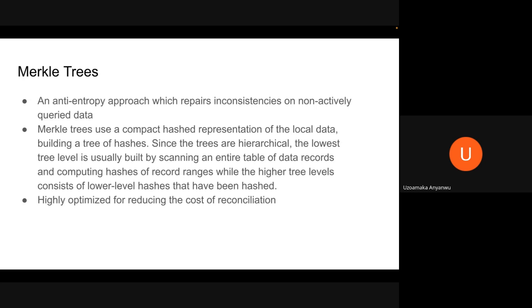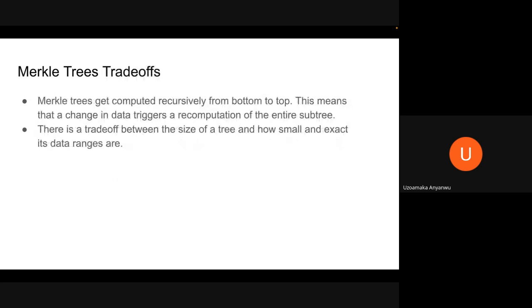But one thing to note is that Merkle trees get computed using recursion, from bottom to top. So this means that if there is a change in the data, it triggers a recomputation of the current subtree. There's also the trade-off between the size of a tree and its precision. So precision in terms of how small and exact the data ranges are.